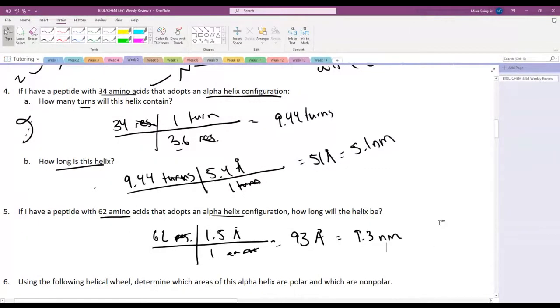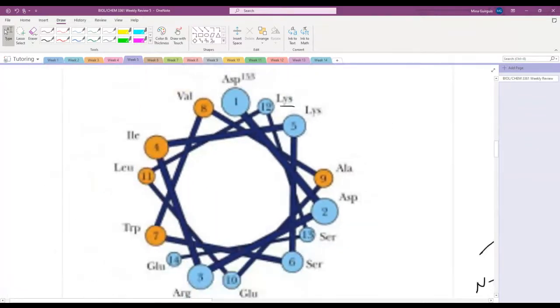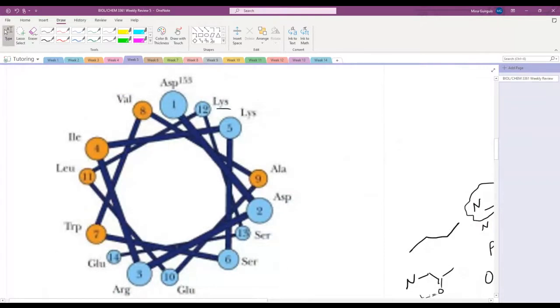Okay. So the next question is about the helical wheel. So this is a helical wheel. I know that there's some stuff over to the left. I'm going to ask you to ignore it. Like I said, we're using my notes just because there's a lot of information here. So this helical wheel tells us effectively what we're dealing with. Let me restart: what the helical wheel tells us is how an alpha helix appears kind of from the top.